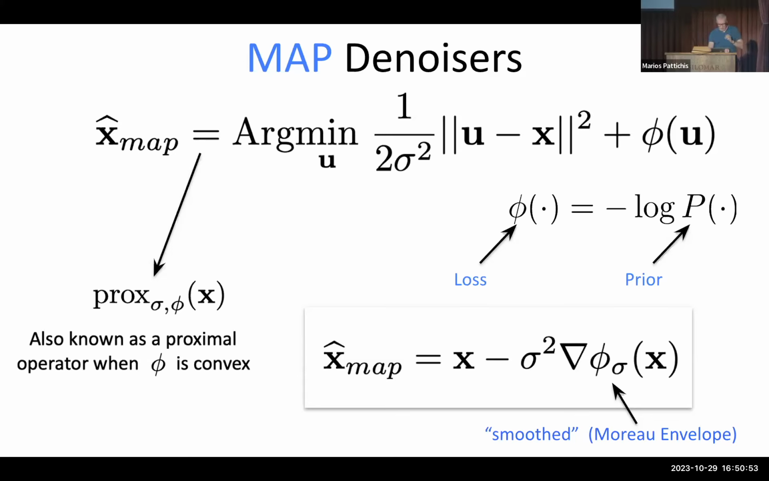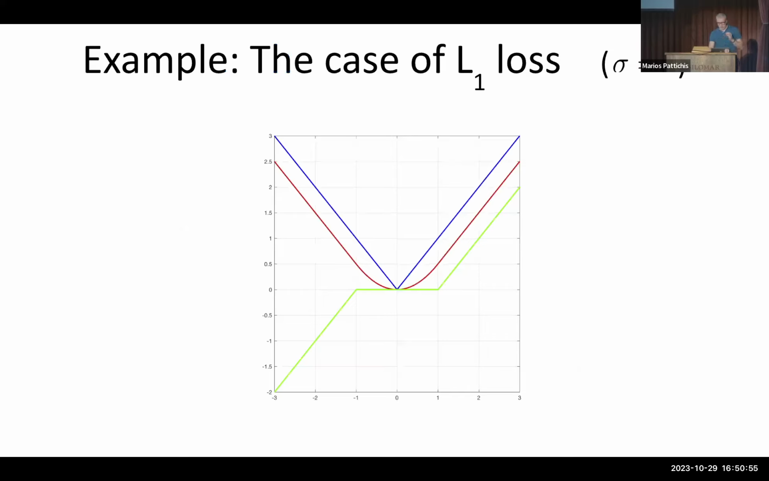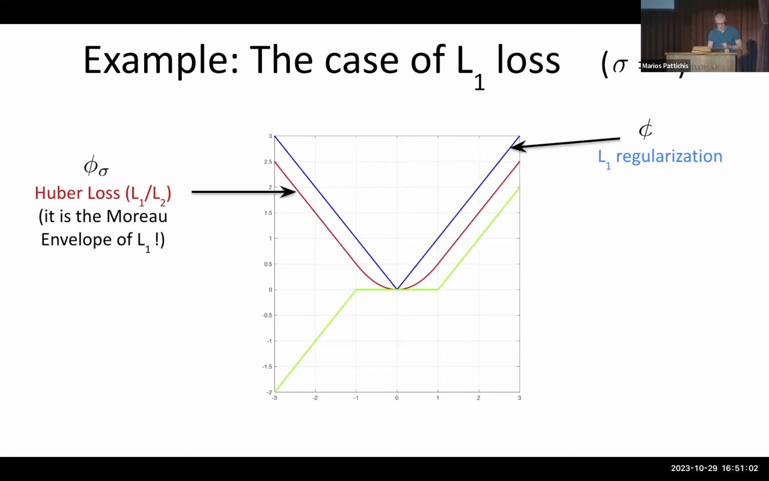Let me show you a graphical example of this. Suppose that phi is L1, and that's the regularizer. It turns out phi sub sigma is the Huber loss. It behaves quadratically near the origin, and it behaves linearly outside the range here, -1 to 1. And now if you compute x minus sigma squared times the gradient of phi sigma, what you get is precisely the soft thresholding operator that perhaps many of you are familiar with.